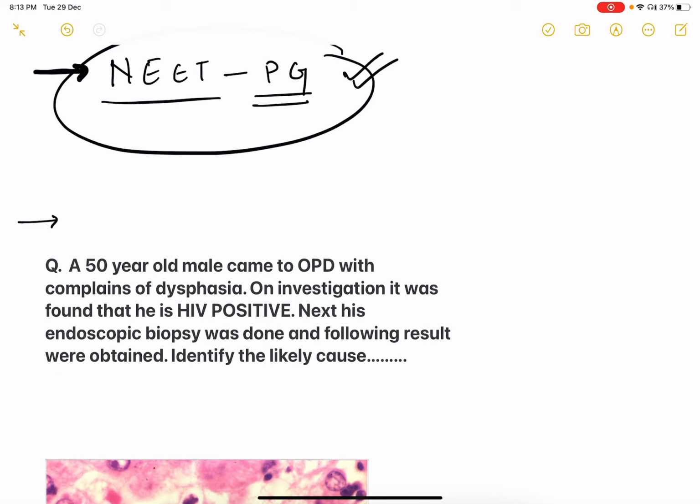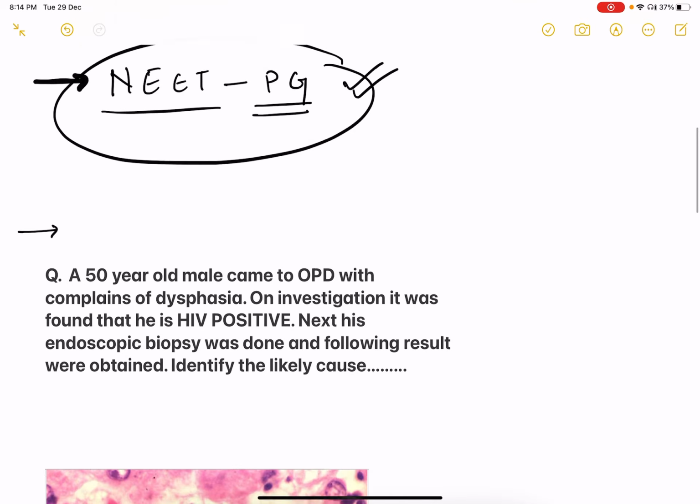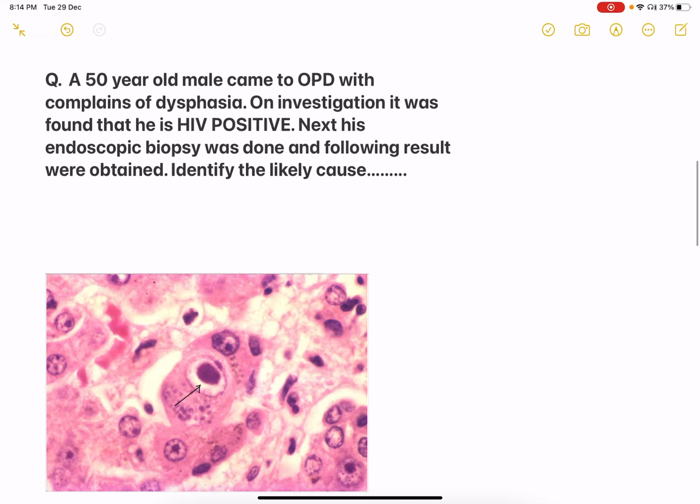A 50-year-old male came to OPD with complaints of dysphagia. On investigation, it was found that he is HIV positive. Next, his endoscopy was done, and the following results were obtained. Identify the likely cause. So, what were the results? This is actually the histopathological examination slide which they have obtained after the investigation.